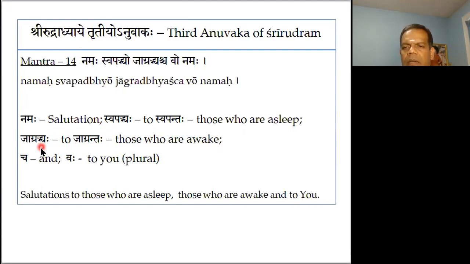The next one is Jagradbhyaha. Jagradbhyaha is again the fourth form of jagrantaha. So Jagradbhyaha Namaha means to jagrantaha namaha, to those who are awake, our salutation. So people who are sleeping also we bow down. People who are awake also we bow down. And vaha, to you we bow down. So that means the Lord is within each one of them. The Lord is the one who makes them either sleep or be awake. Salutation to those who are asleep and those who are awake, and to you. It's not that we are just saluting the people who are lying down. The Lord within, to him, we bow down.